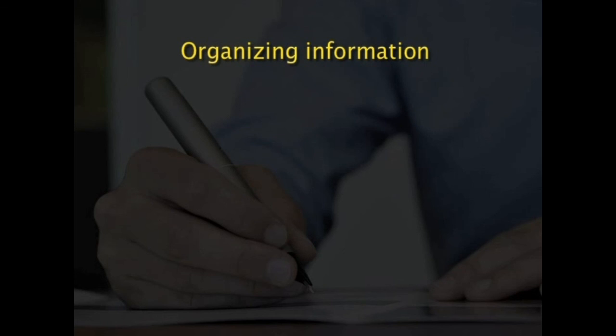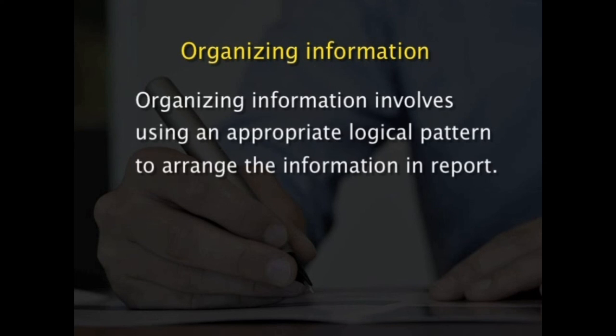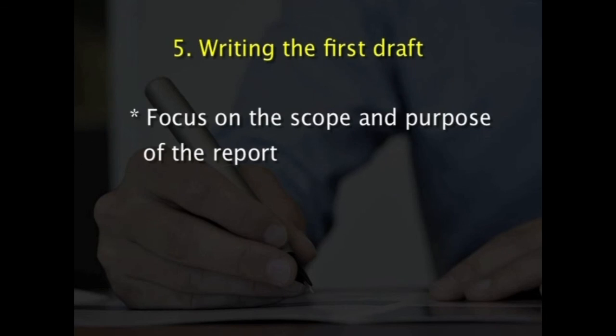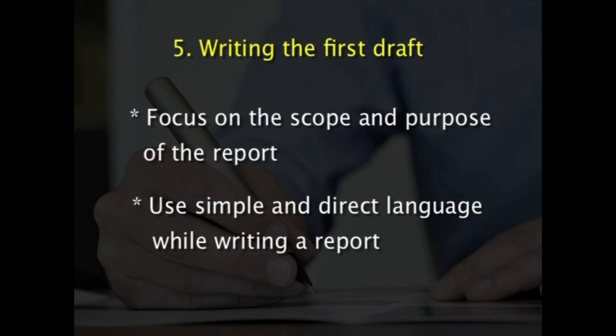And what do you mean by organizing information? Organizing information involves using an appropriate logical pattern to arrange the information in the report. Then you can draw an outline, choosing the central idea, main ideas, supporting ideas and developing the details. After this, you write the first draft of your report. Here it is important for you to focus on the scope and purpose of the report. You have to use simple and direct language while writing a report.